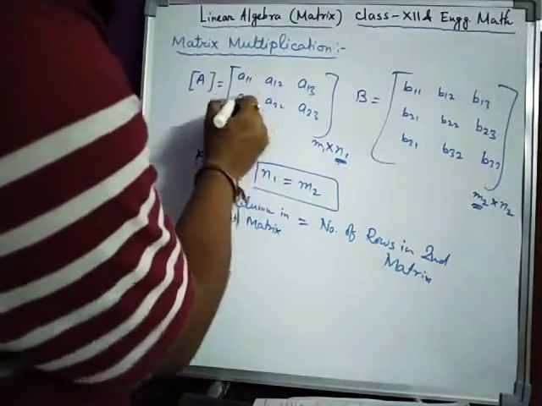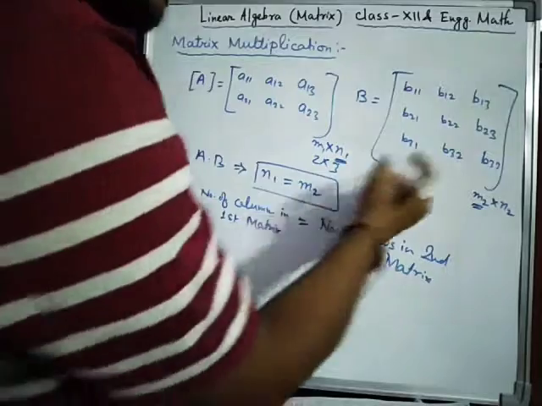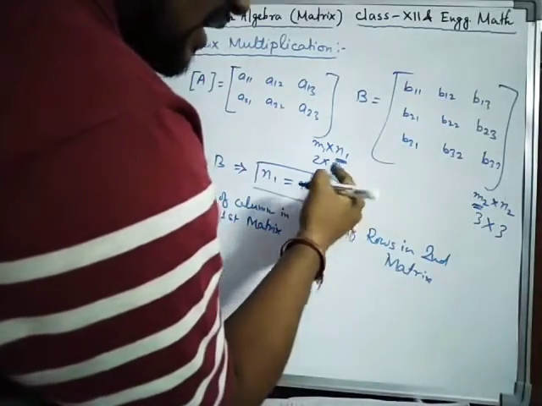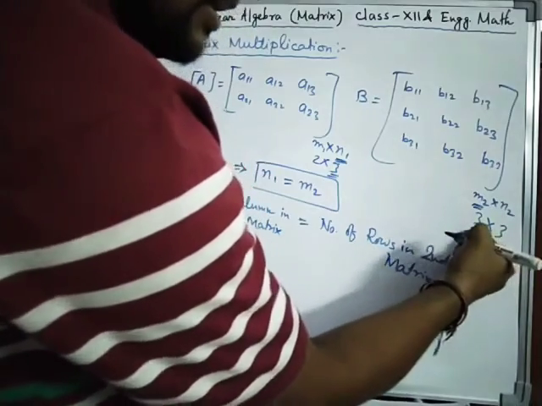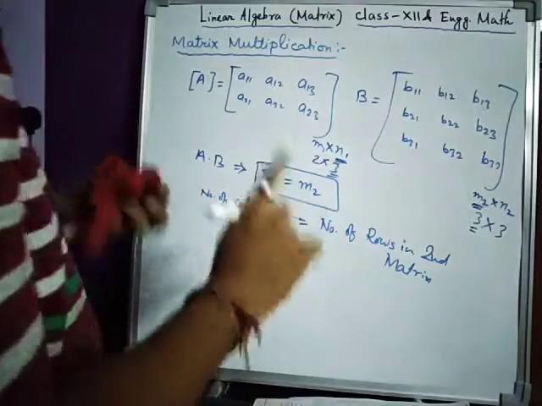Here the order is 2 cross 3, and here it is 3 cross 3. You can check: N1 is 3 and M2 is 3, so both are 3, which means multiplication is possible in that case, otherwise it would not be possible.